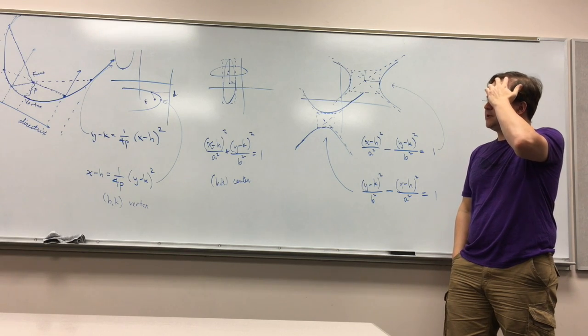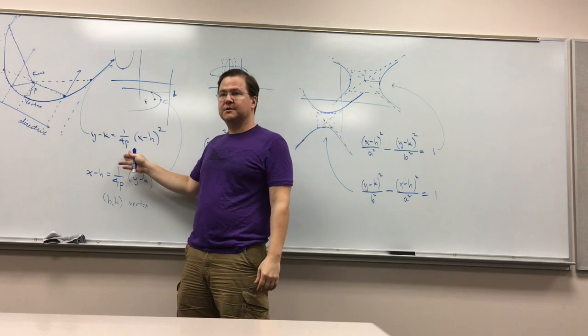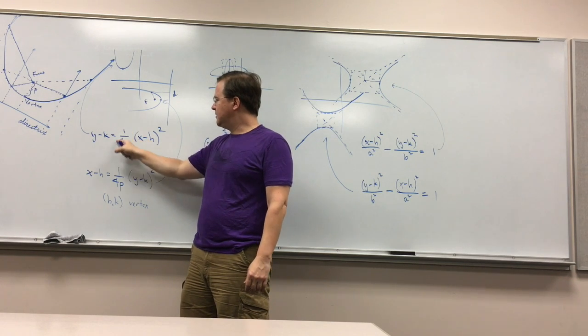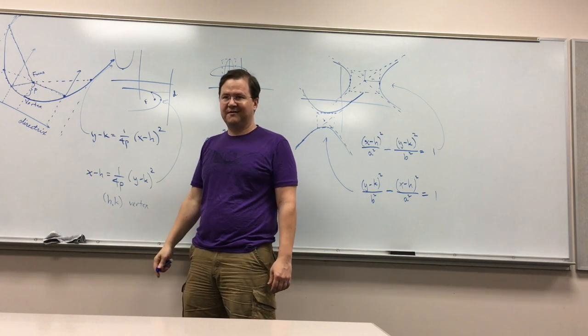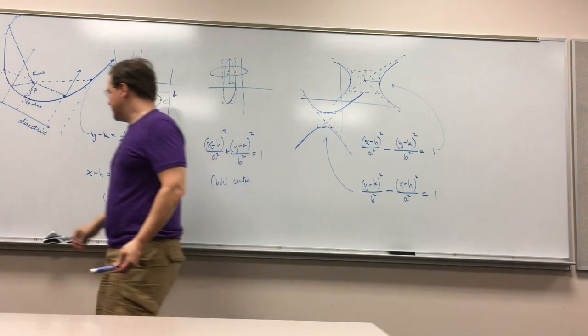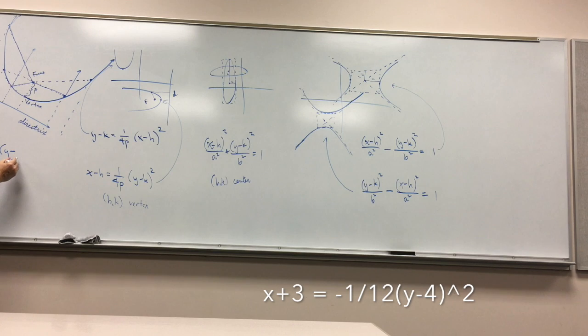So we want to be able to locate the focus and the directrix, and I think that's pretty easy in this case. If you have this in terms of 1 over 4p, because now if I give you an equation such as x plus 3 equals 1 over negative 12 times y minus 4 squared.